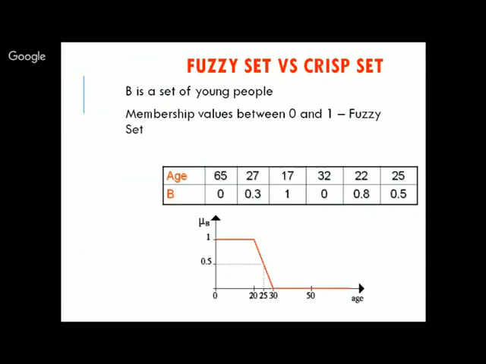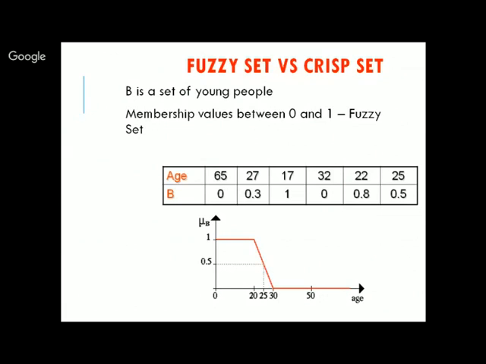See the table over there. I have written 65 as not a member of B, whereas 17 is a member of B, whereas 27, 22 and 25 are partial members. Partial members of 0.8 or 0.5 or 0.3. You can define it in a different way.